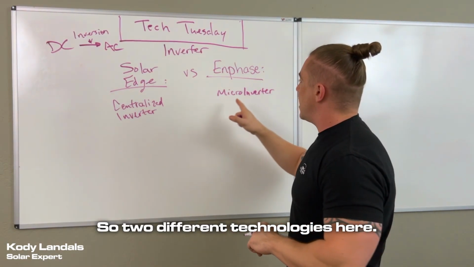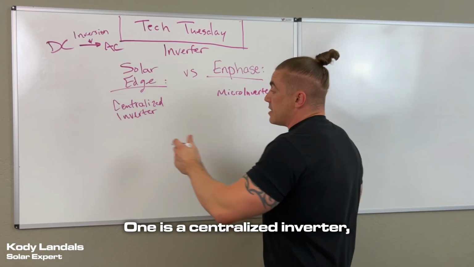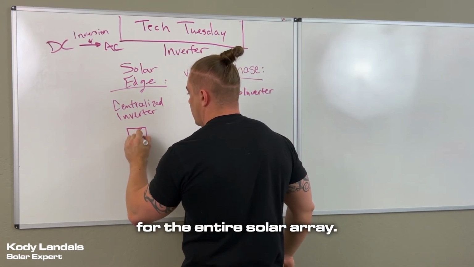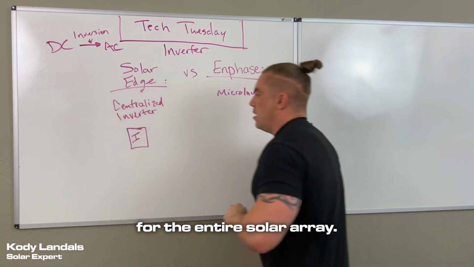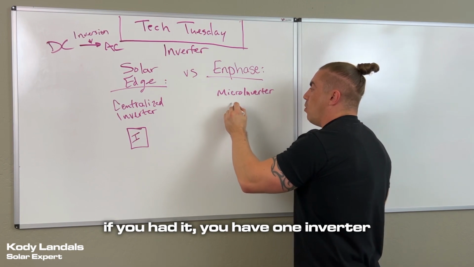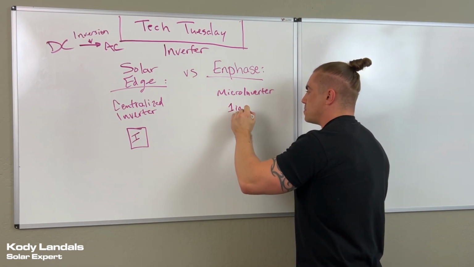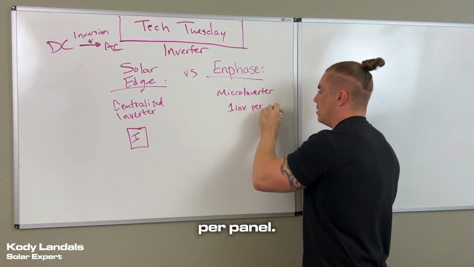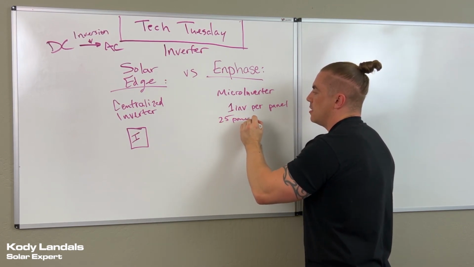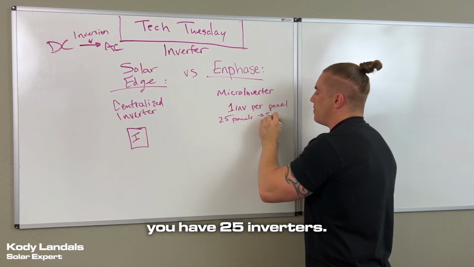So two different technologies here. One is a centralized inverter, which means you have one inverter for the entire solar array. Whereas with the microinverter, you have one inverter per panel. So if you have 25 panels, you have 25 inverters.